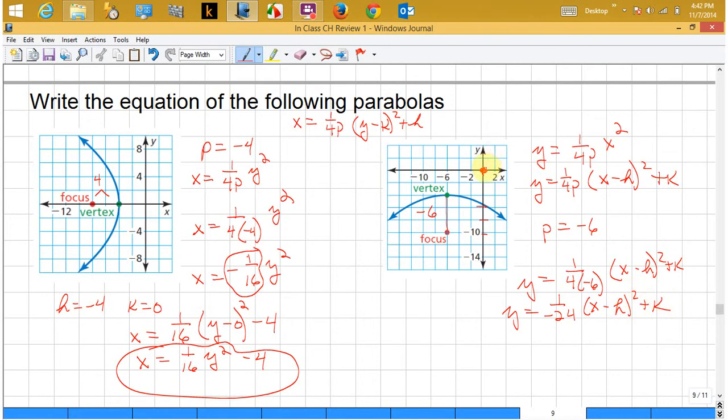So let's see how far away it shifted. This point is going over to the left 1, 2, 3, so h is a negative 6, and the k value, it shifted down 4, so k is equal to a negative 4. Okay, so let's go ahead and put those into the equation. So I would have y is equal to a negative 1 over 24. Now I'm going to have x minus h, so x minus a negative 6. And now I have plus k, and we said k was a negative 4.